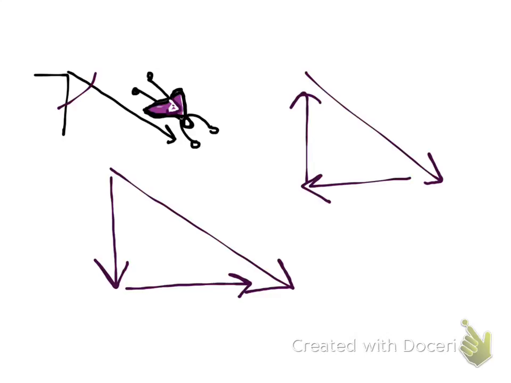It just doesn't work. So you want to make sure that you're reconstructing your component vectors based on the resultant vector that you're looking at. So you want to make sure that it all fits together.